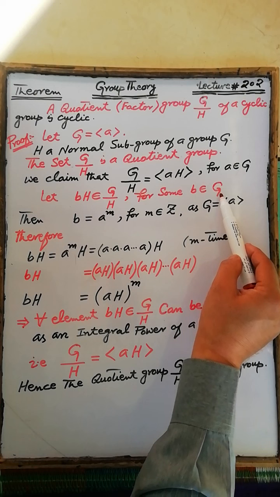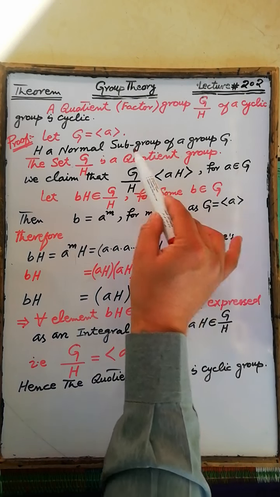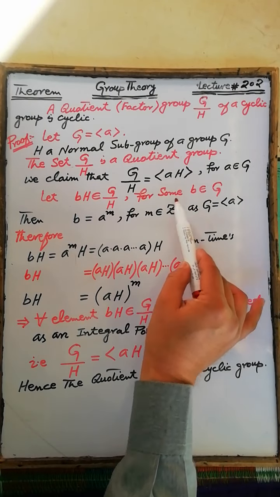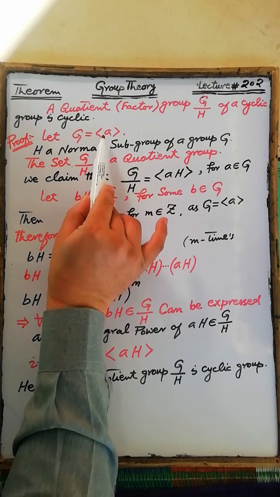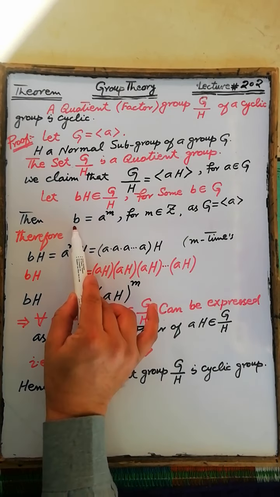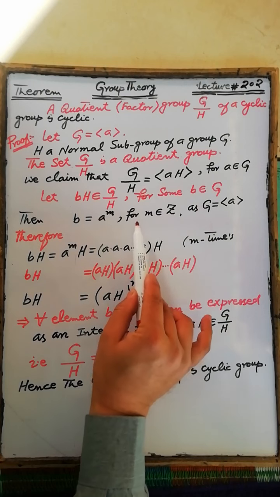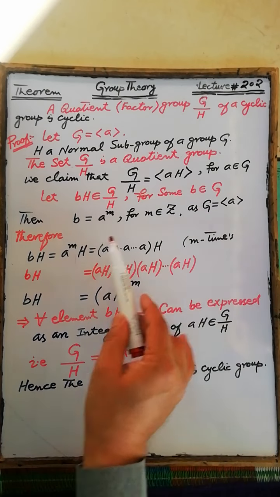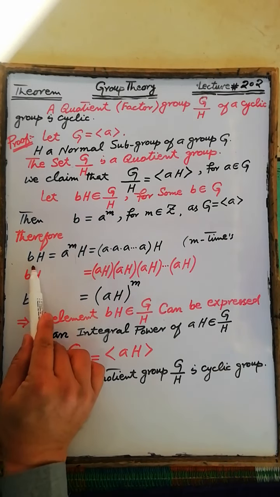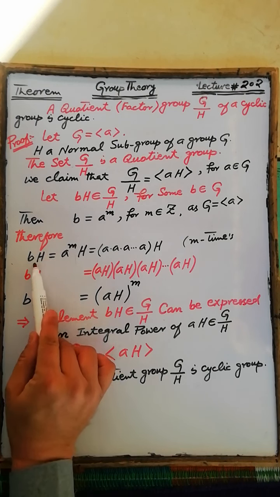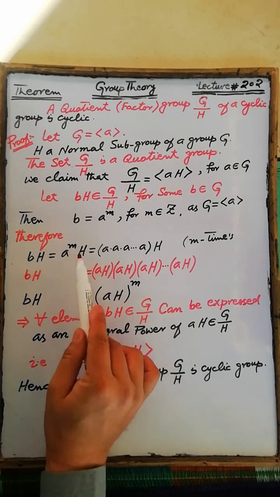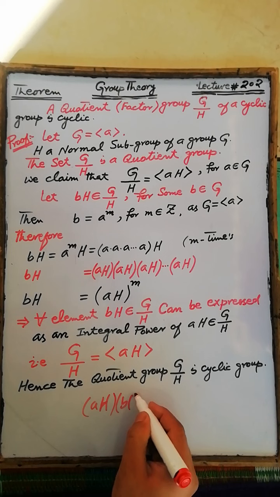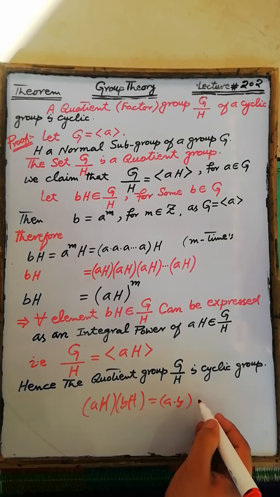As the element b is an element of the group G, and the group G is a cyclic group generated by an element a, therefore each element b belonging to G is an integral power of the element a. That is, b is equal to a^m, for m belonging to Z, where m is some integral power of the element a. Therefore, the set bH is equal to a^m H, and according to the condition, aH multiplied by bH is equal to ab H.